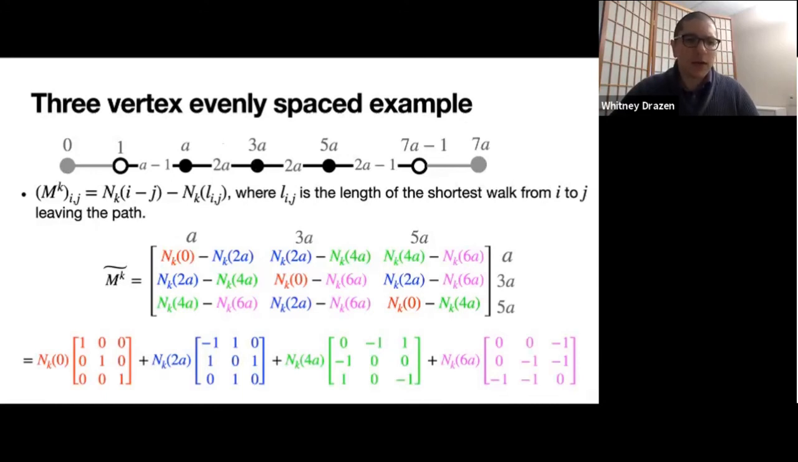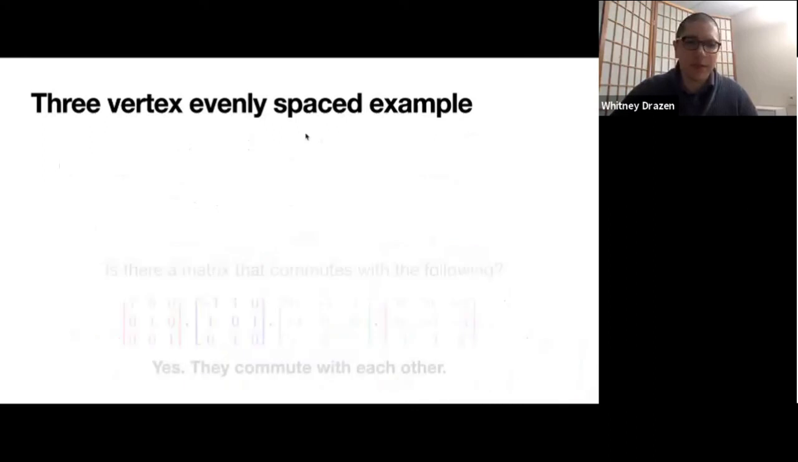And so this decomposition is true for all k. What this means is that if we can find a matrix that commutes with these 0, 1 matrices, then since M to the k is just a linear combination of these 0, 1 matrices, the matrix that commutes with them will also commute with M to the k. So is there such a matrix? Yes, and in fact, they commute with each other.